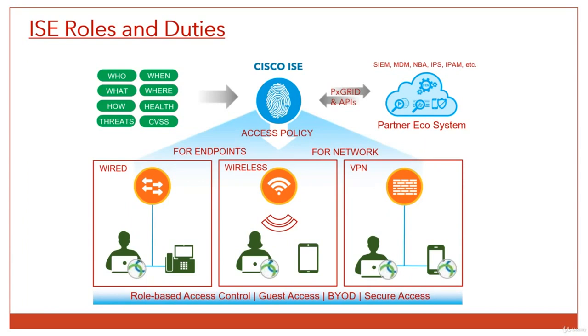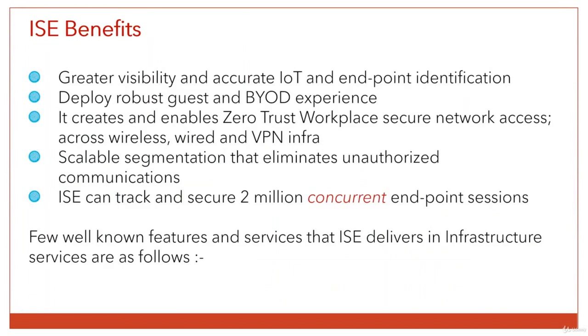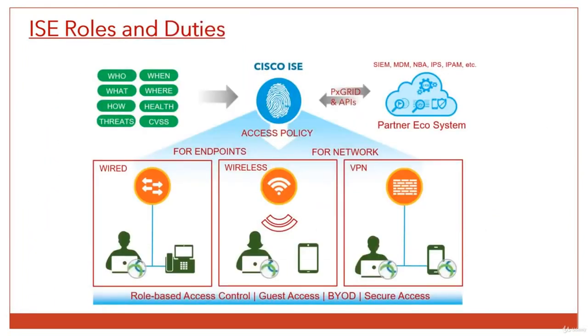In general, these associated terms related to the endpoint are termed attributes. So maybe one entity has n number of attributes, and we send those attributes to ISE, and ISE can understand those and then take action. So here you can see in the diagram: who, when, what, where, how, health, threat, and CVSS.